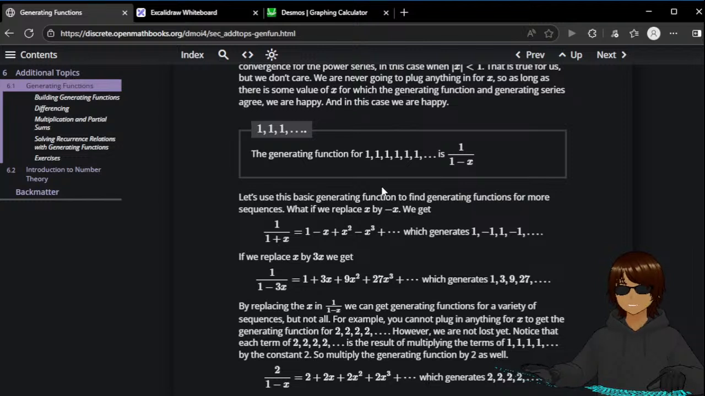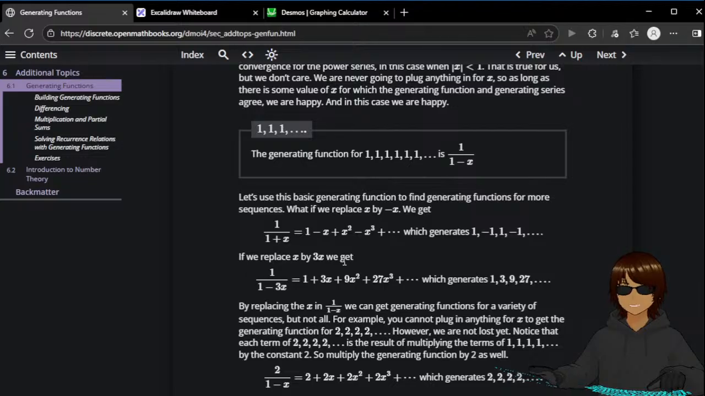Let's use this basic generating function to find generating functions for more sequences. What if we replace x by minus x? We get this, which generates 1, minus 1, 1, minus 1. But we get 1 half, right? So if we do x is equal to 1, then it flips between 1, minus 1, 1, minus 1. But this answer will give one half.